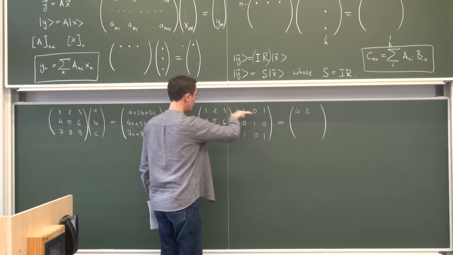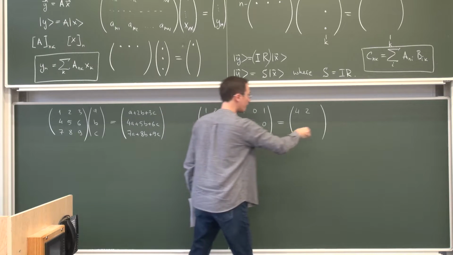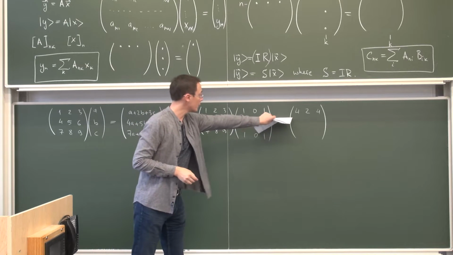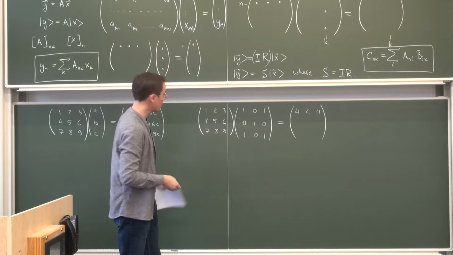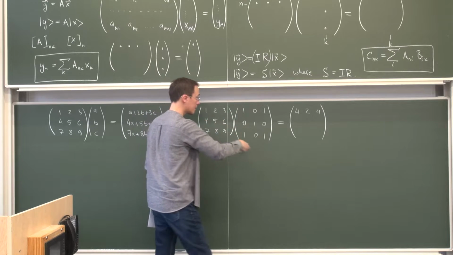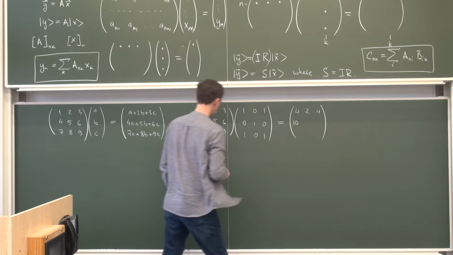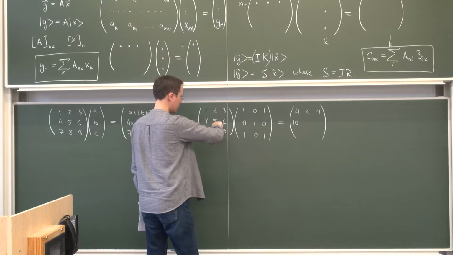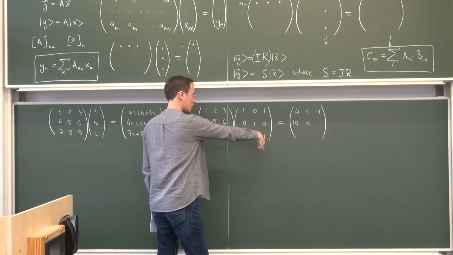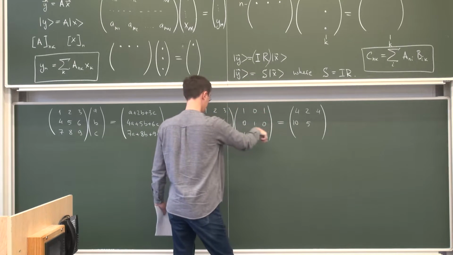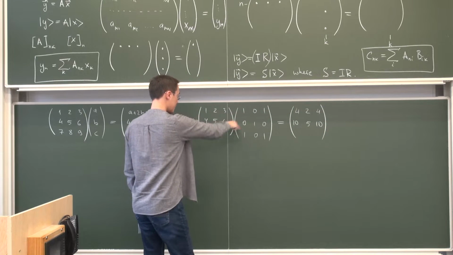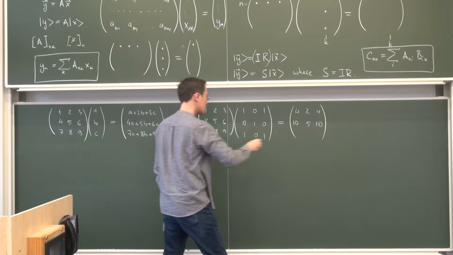Take the third column, multiply here, 4. Now, moving to the second row of the result, so we need to use the second row here. Second row, first column, 4 plus 6, 10. Second row, second column, 5. Second row, third column, 4, 6, 10. And then third row, first column, 7 plus 9, 16.